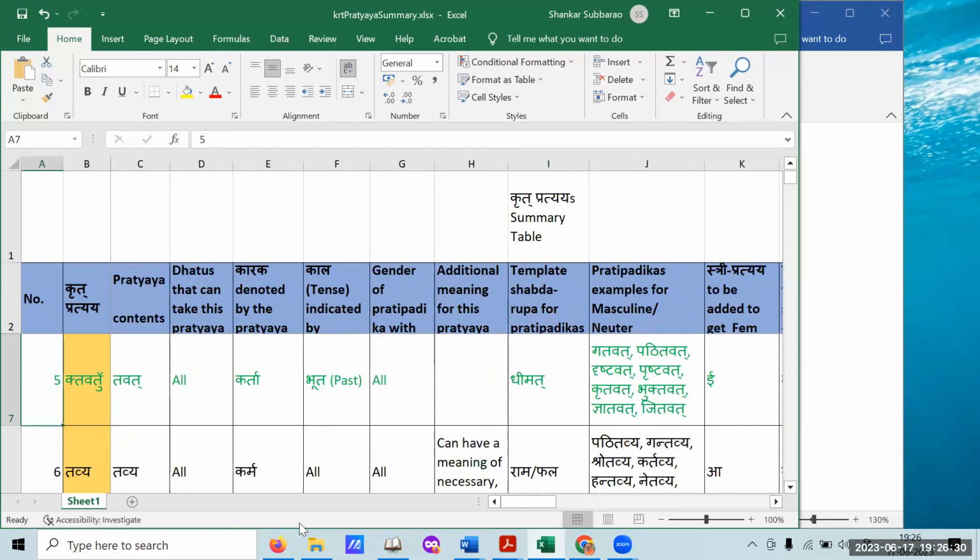Okay? So the whole thing is we have to look at it from all perspectives. To get one sentence straight, we have to know gender, we have to know the cases to be used, we have to know whether it's karta or karma which is being denoted. All these have to fall together, coming together for us to make a meaningful sentence.